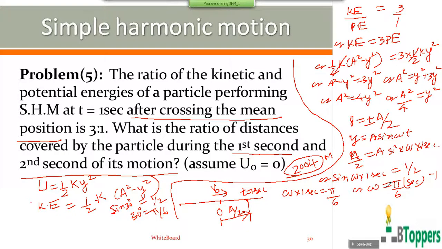So you have to find the position of the particle at t equal to 2 seconds. That will be the mean position, and let P1 be the position of the particle at t equal to 1 second. At t equal to 1 second after crossing the mean position, the ratio of its kinetic and potential energy is given as 3:1. At that distance, y will be equal to a by 2. That means it travels a distance a by 2 in the first 1 second after crossing the mean position. So to find the distance covered in the next 1 second, you have to find the value of y at t equal to 2 seconds.